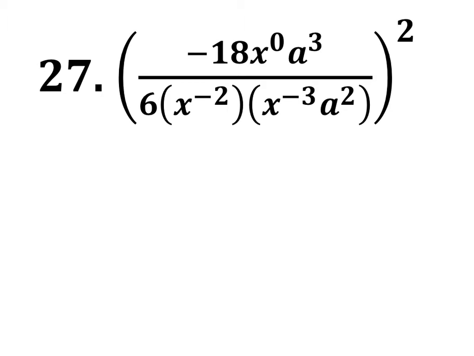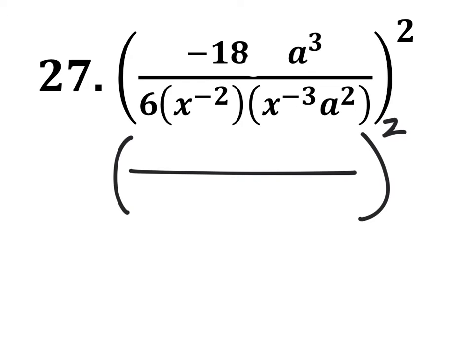Alright, on this problem we have an x to the power of 0, so that's just a 1. We can pretty much just get rid of it. But we do have some simplifying to do in the denominator. So let's simplify that stuff. We're not going to work with that power of 2 yet. But we have that x to the power of negative 2 times x to the power of negative 3. That would give us x to the power of negative 5.